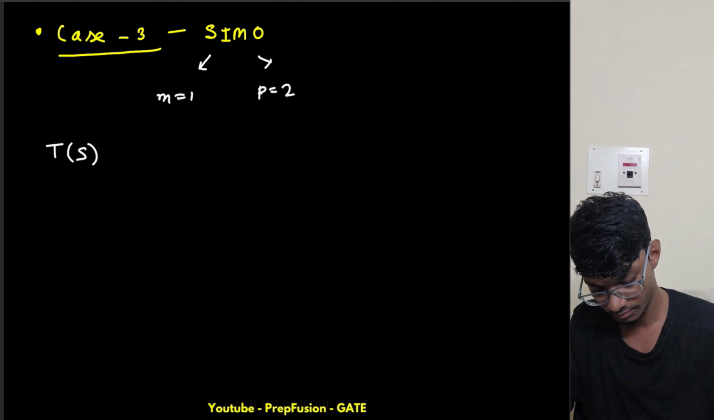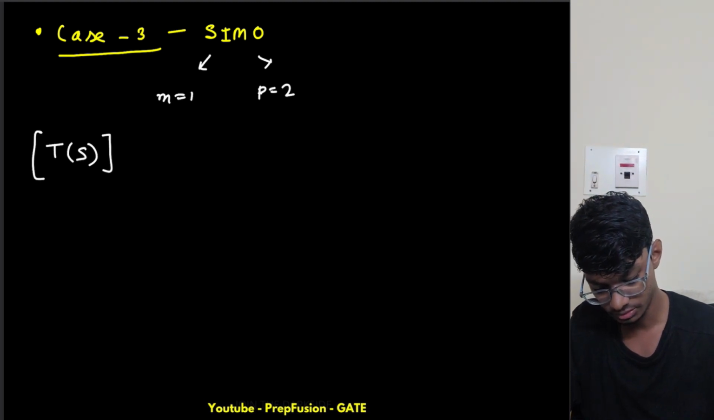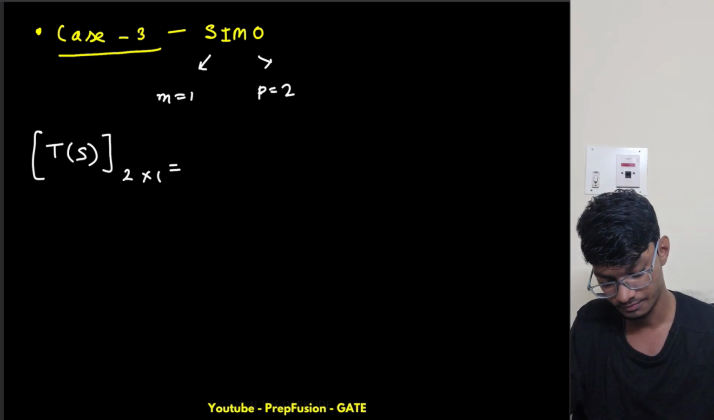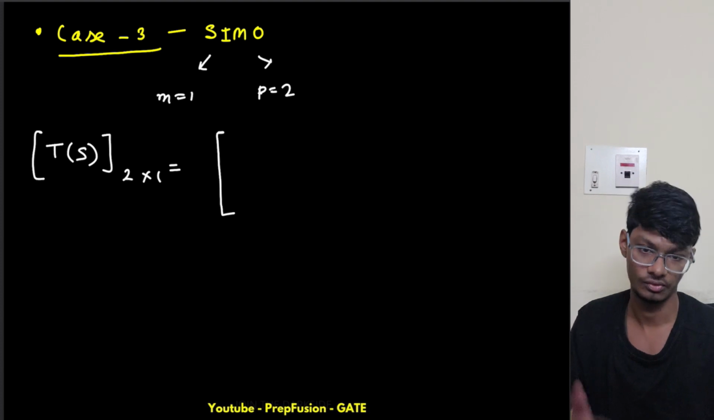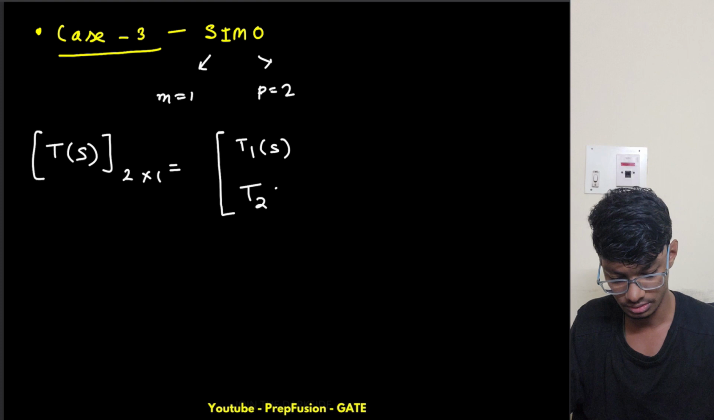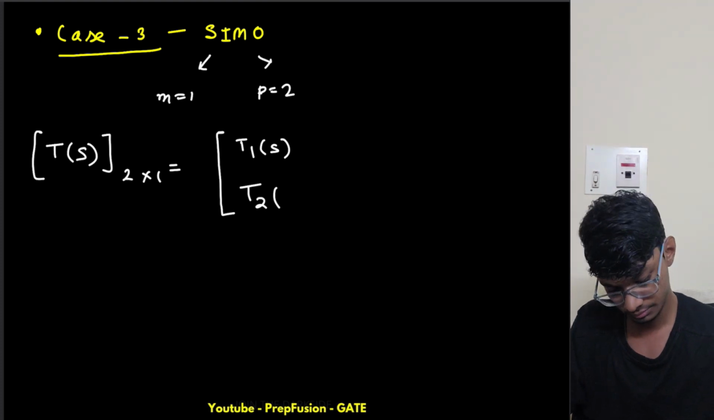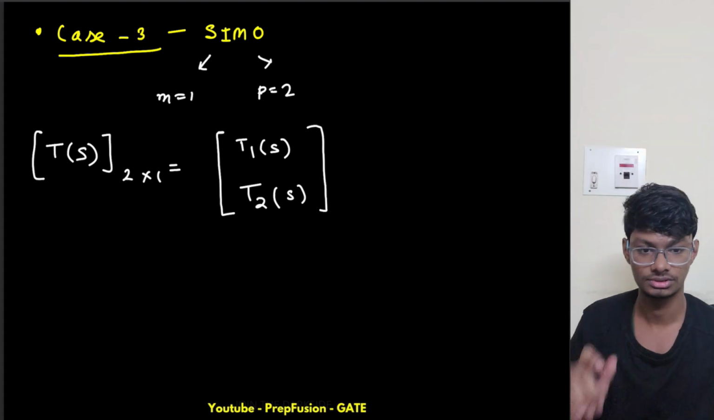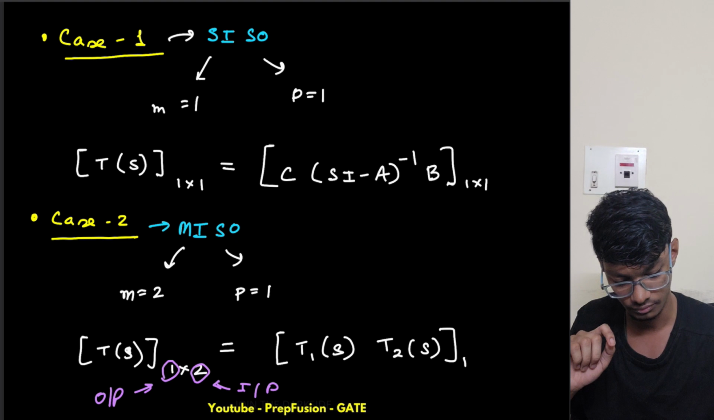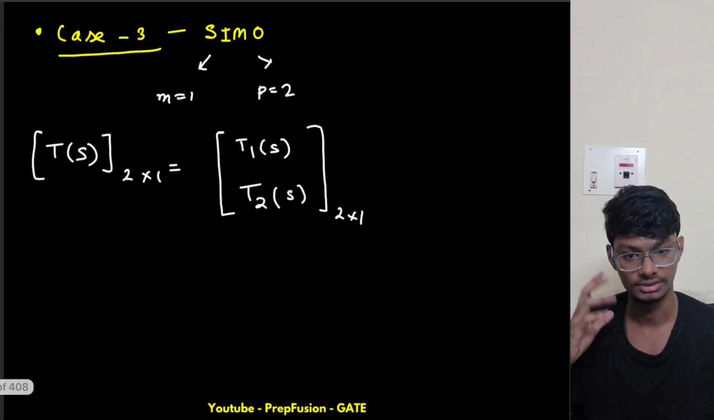So my transfer function becomes p cross m, so this is 2 cross 1. I will have two rows and one column. I will get T1 of s and T2 of s. This is a column matrix, 2 cross 1, and the earlier one was 1 cross 2. So this is my matrix basically.